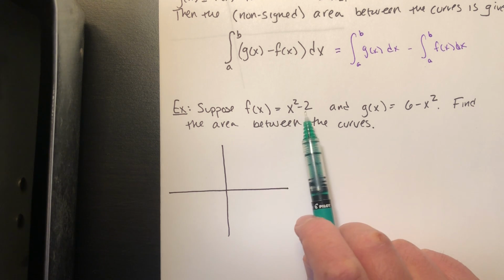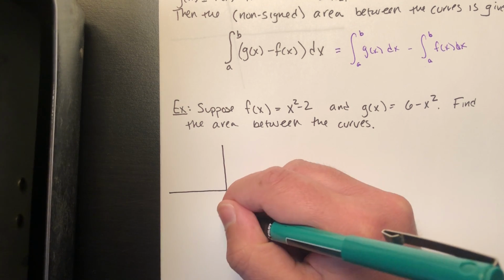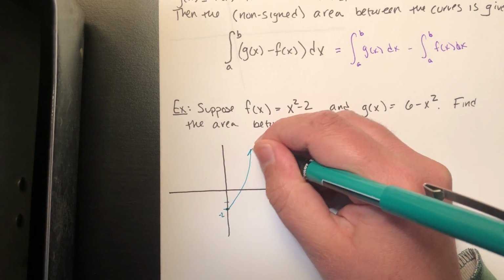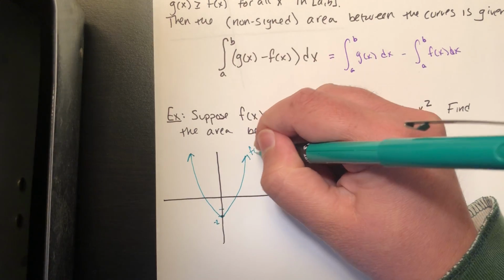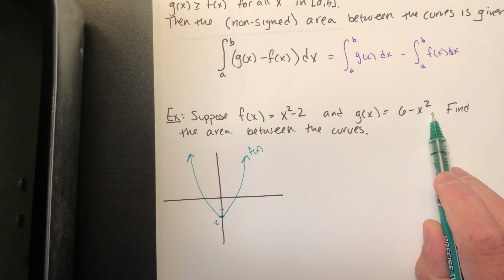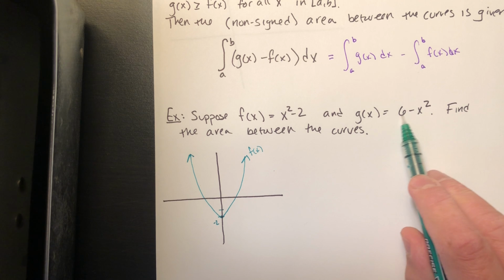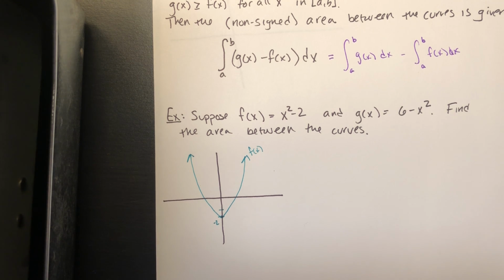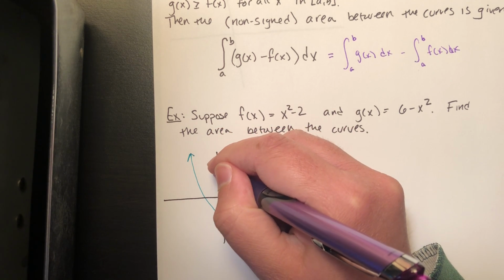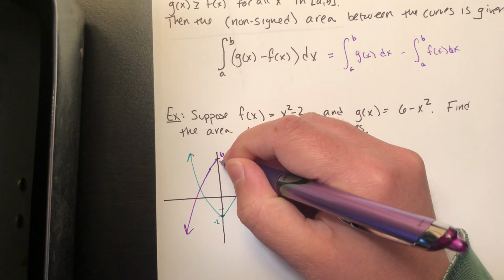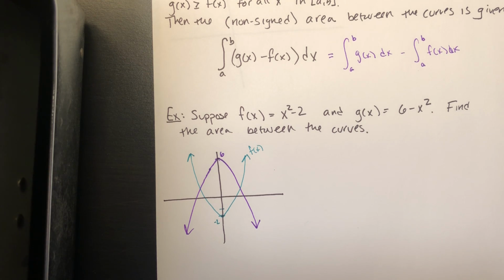All right, let me start by drawing the function f of x. X squared minus 2 is a parabola that's been shifted down 2 units, so it looks something like this, roughly. And the function g of x, 6 minus x squared, that's like negative x squared plus 6. That's a parabola that's been flipped upside down because of the negative, but then shifted up 6 units because of this plus 6. So that's going to look like this. Something like that. We want to know the area between these two curves.